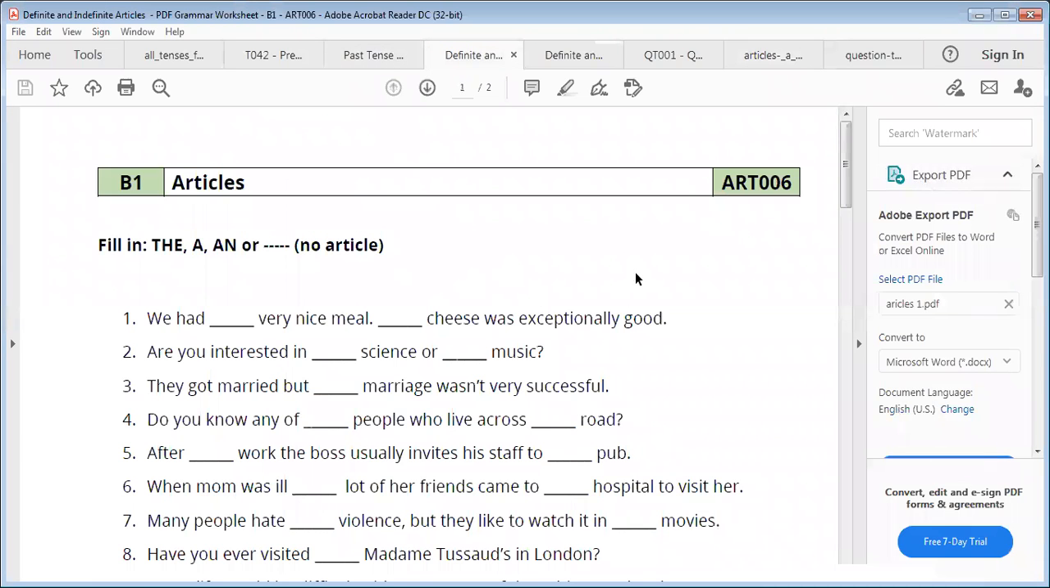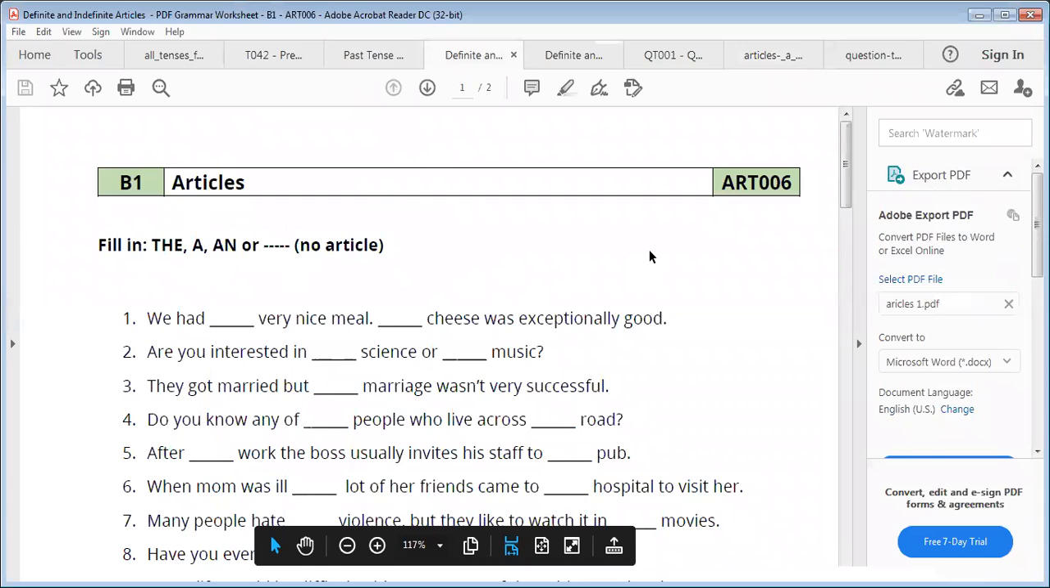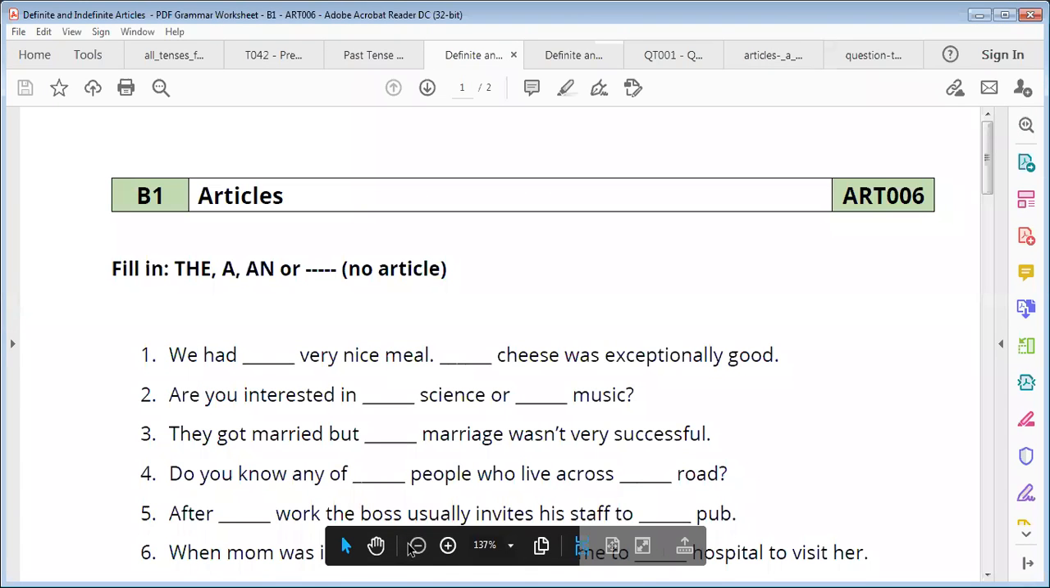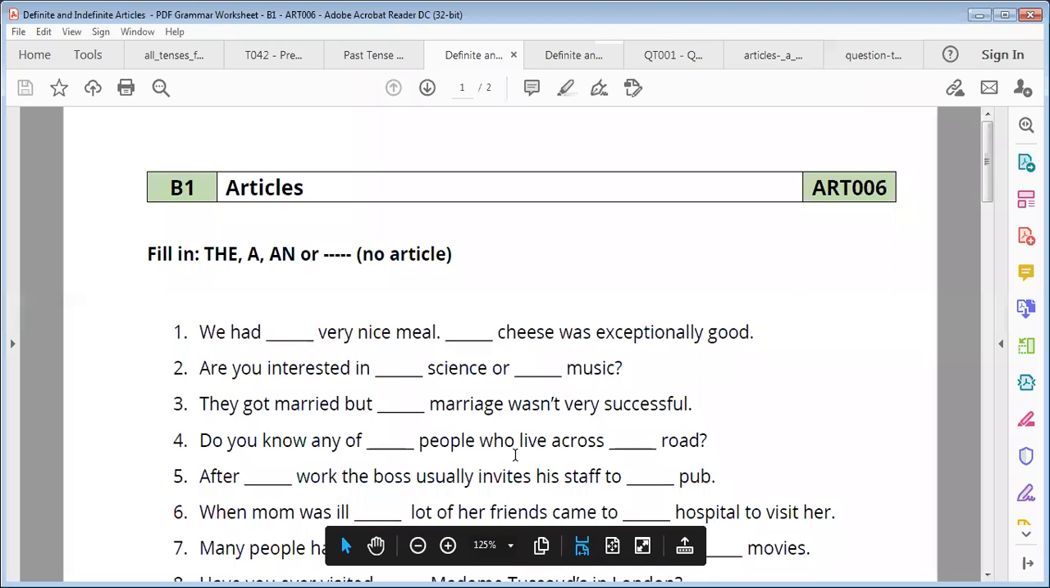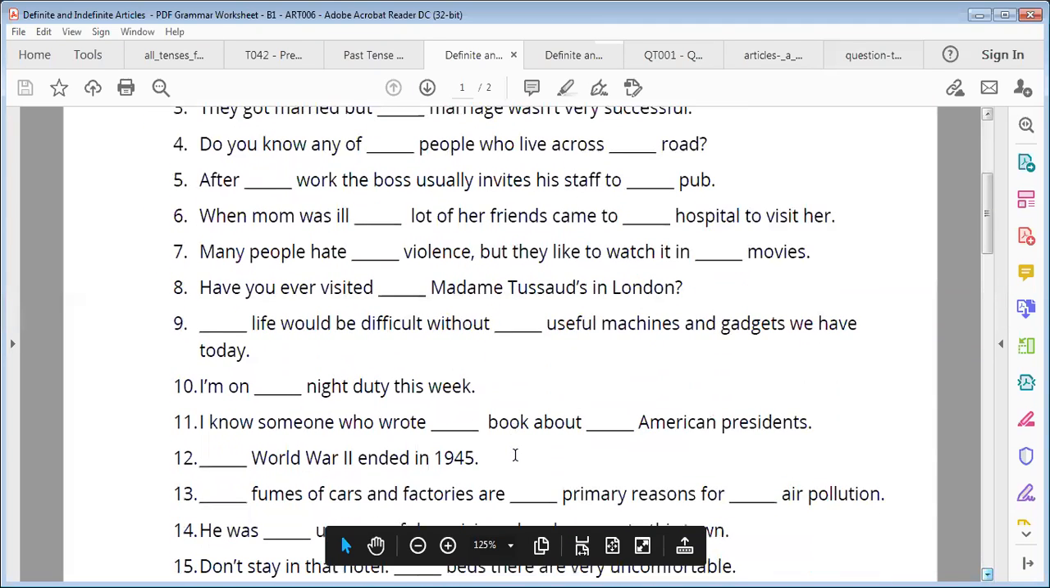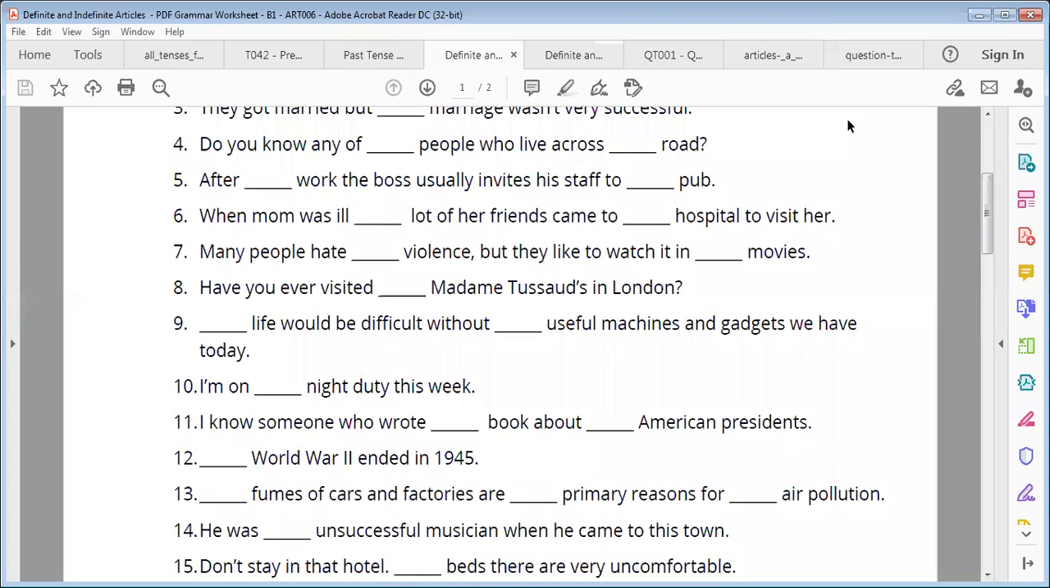Let us try one worksheet. We do have 7 minutes. So we'll try this worksheet. Let me see how many sentences are there. Try the first 10 sentences.